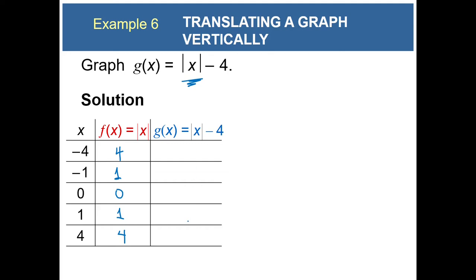Now, if you look at the second column, the only difference is this negative 4. So we're going to subtract 4 from each of these in this column. 4 minus 4 gives us 0. 1 minus 4 gives us negative 3. 0 minus 4 gives us negative 4. 1 minus 4 gives us negative 3. And finally, 4 minus 4 gives us 0. Now we'll have the numbers to graph.